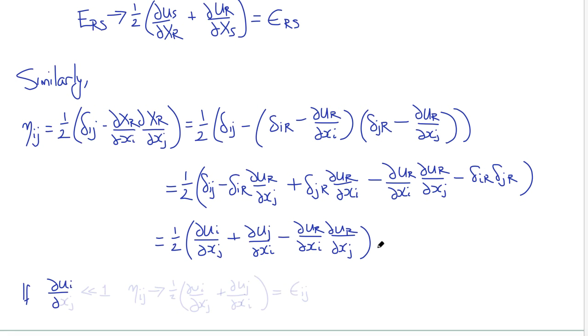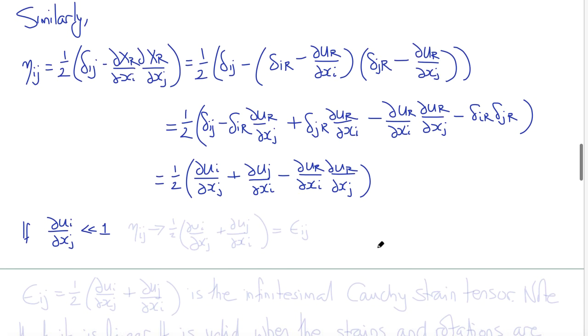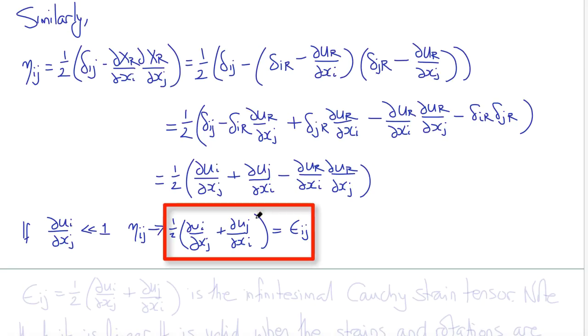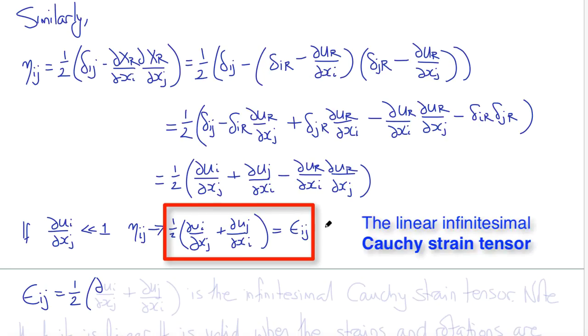Again, in the limit when the displacement gradients are very small, this term is quadratically small, and the Almansi strain tensor tends to 1/2 (∂u_i/∂x_j plus ∂u_j/∂x_i), which is again the Cauchy infinitesimal strain tensor.